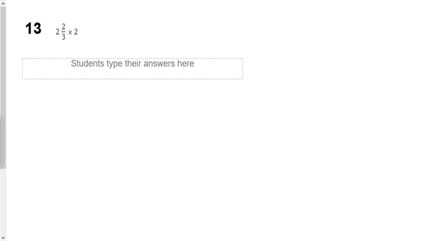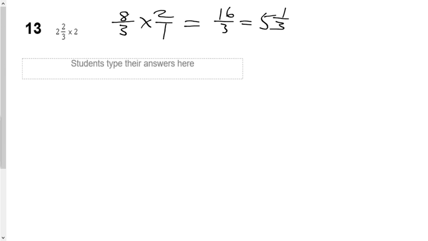Question number 13, similar. We're going to change this to improper, multiply by the whole number 2 over 1. Can't cross reduce, so I get 16/3, which is going to be 5 1/3.